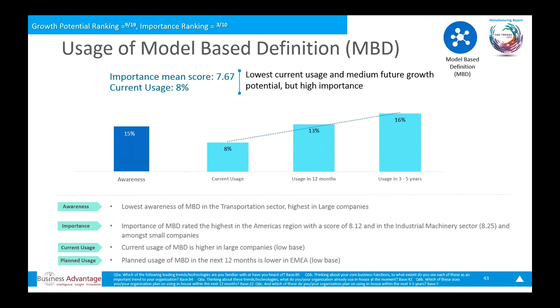This currently has the lowest current usage and offers medium future growth potential, with a rise from 8% to 16% in the next 3 to 5 years. It's in the Americas region and the industrial machinery sector that rate the importance of MBD more highly. Their score is 8.25 compared to an overall average of 7.67.